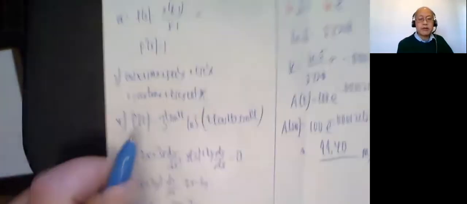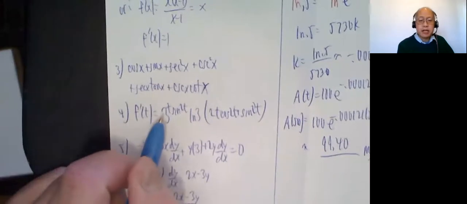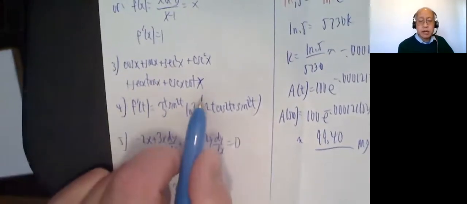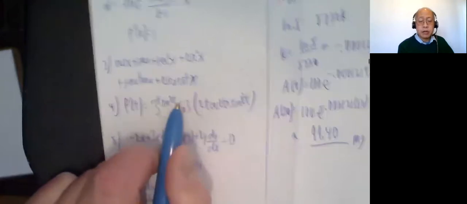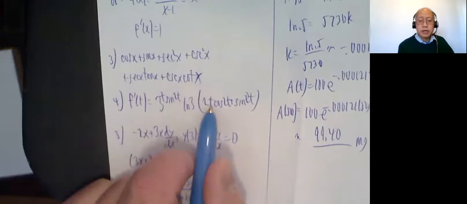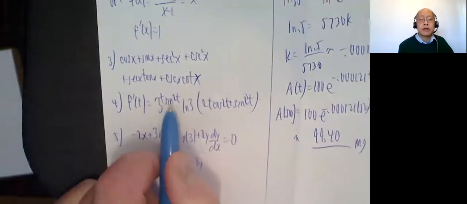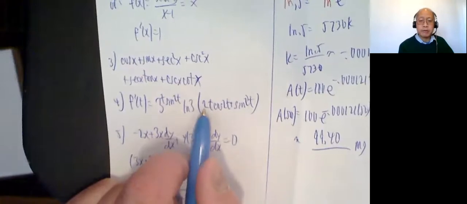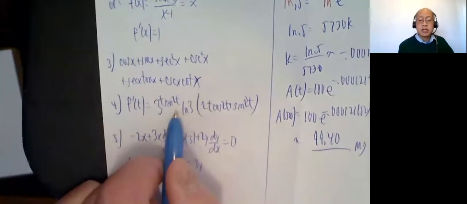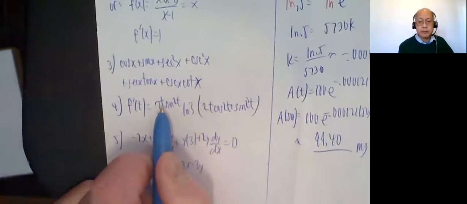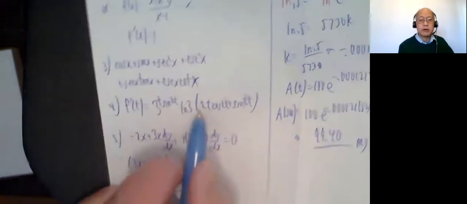Number 4, f prime of t is same thing, 3 to the t sine of 2t times natural log of 3 times the derivative of the exponent. So that's a product. So first function is t times the derivative of the second, derivative of sine of 2t is cosine of 2t times 2, stuck in the 2 there, plus second function, sine of 2t times the derivative of the first, but the derivative of t is 1, so you don't have to put it. So there's my answer.